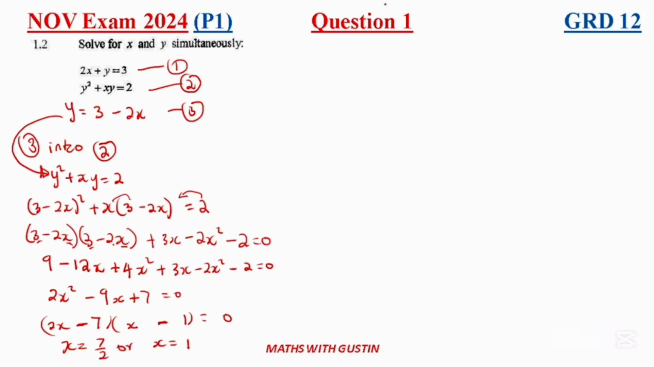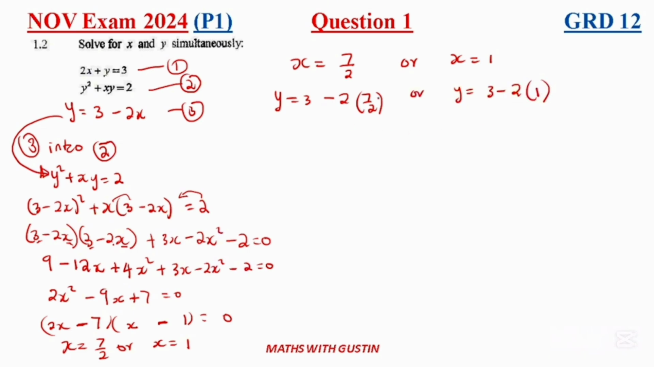Now what do we do in this case? We need to go back into equation number 3 to find the values of x, or y rather, that correspond with each value of x. Therefore we're going to say y is equal to 3 minus 2 into 7 over 2, or y is equal to 3 minus 2 into 1.